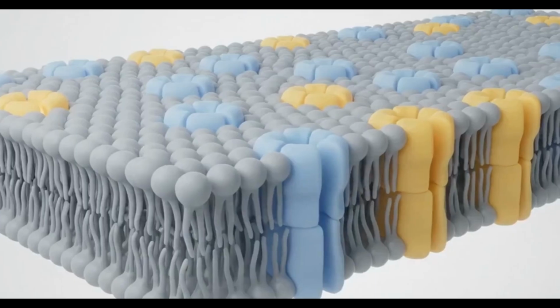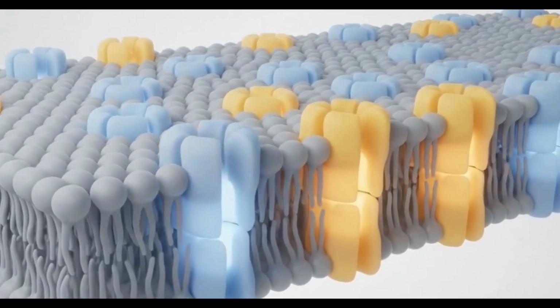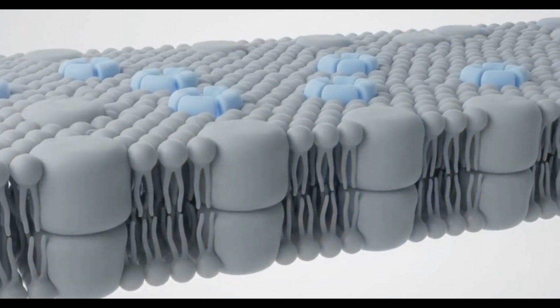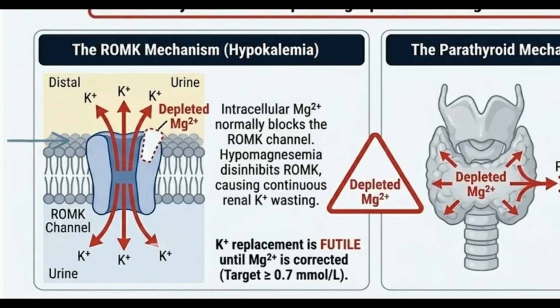Treating these 5 danger zones as completely isolated phenomena ignores the interdependent architecture of human cellular ion channels. On the left, magnesium blocks the ROMK channel. Depletion disinhibits it, causing continuous renal potassium wasting. IV replacement is futile until magnesium is restored.